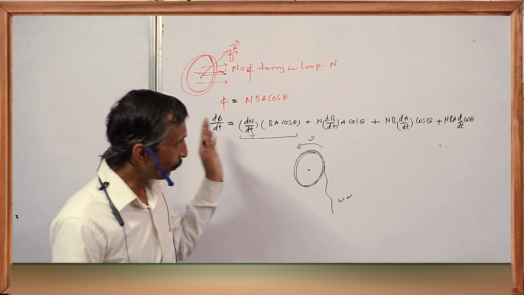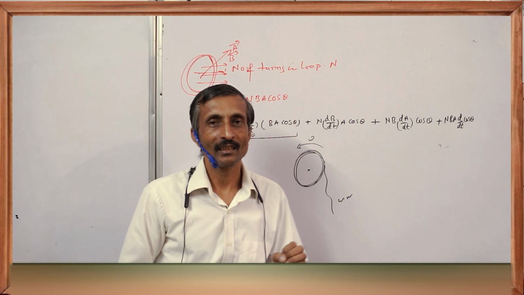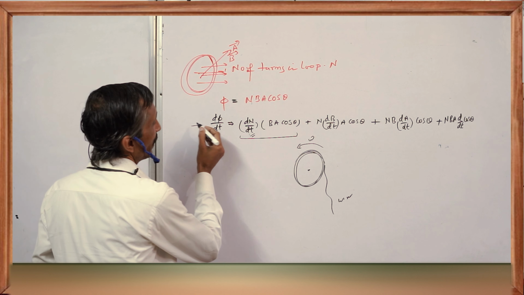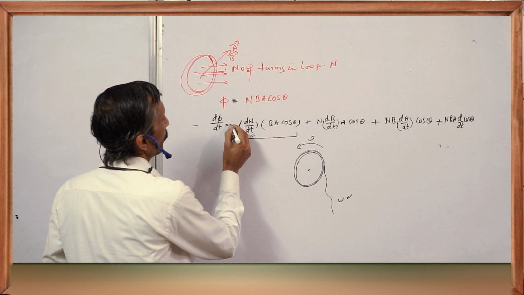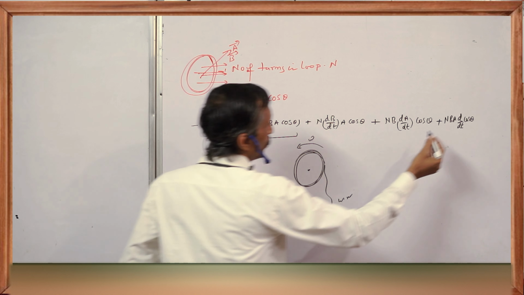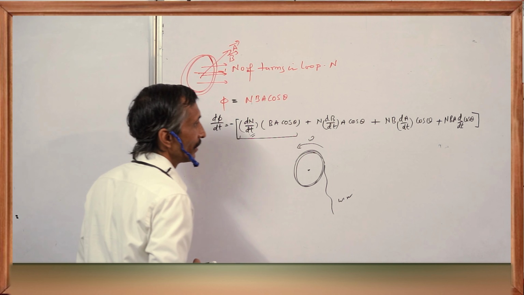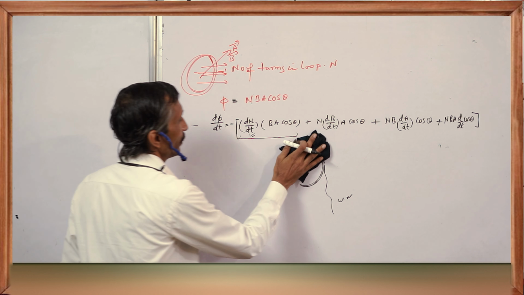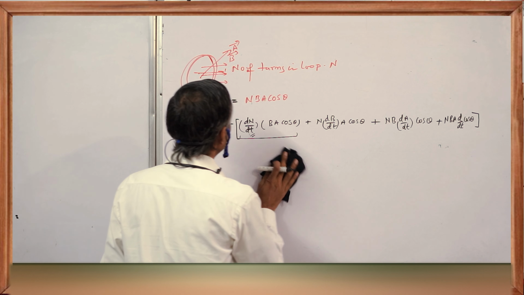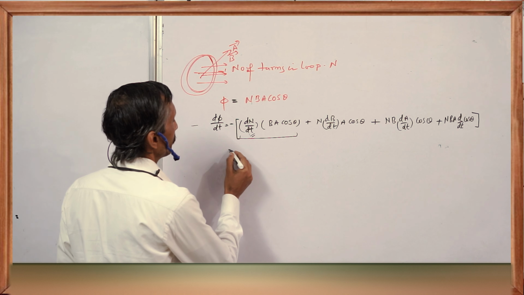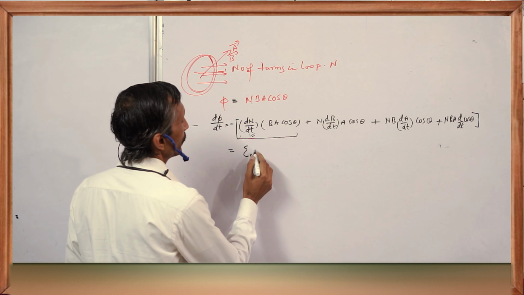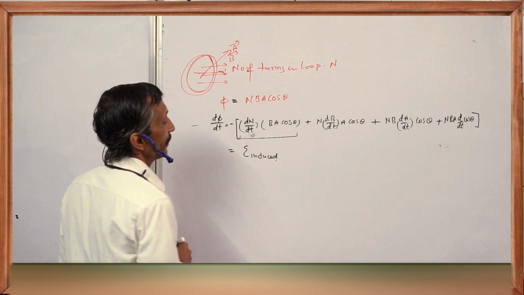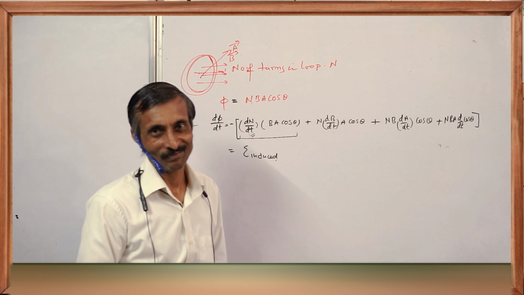So these are the four important terms to find the rate of change of magnetic flux. And here we use a negative sign. The combination of all the terms gives the induced EMF in the loop or conductor.